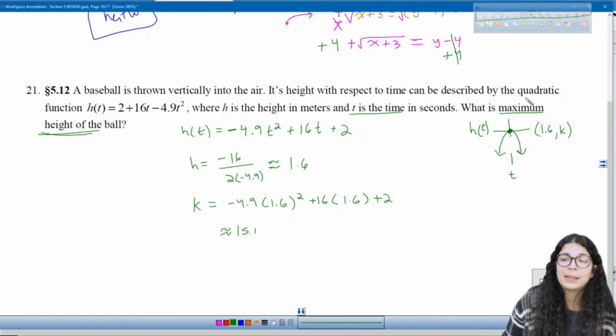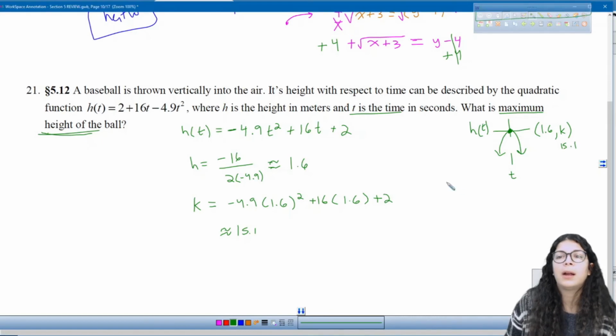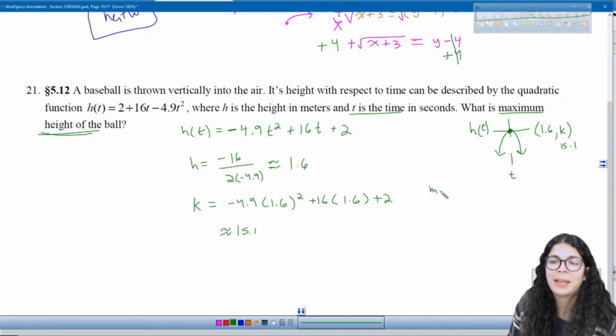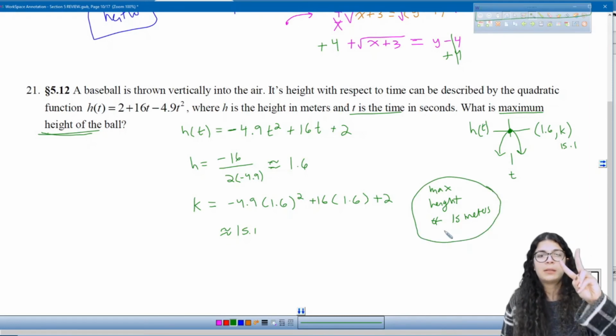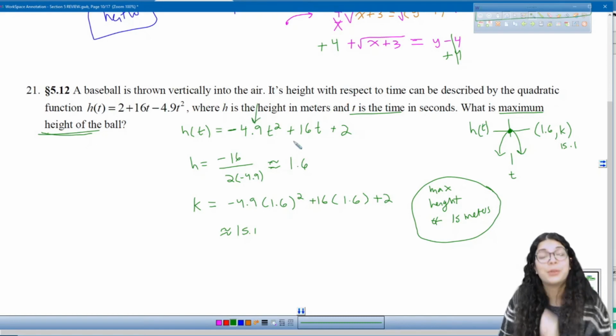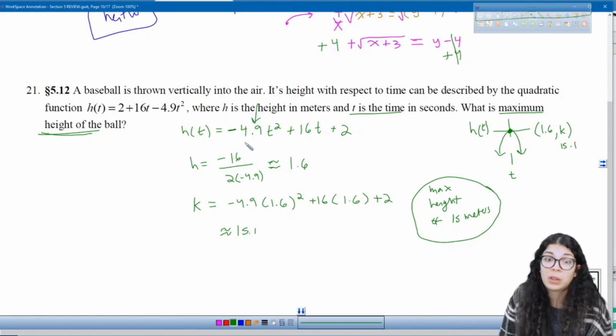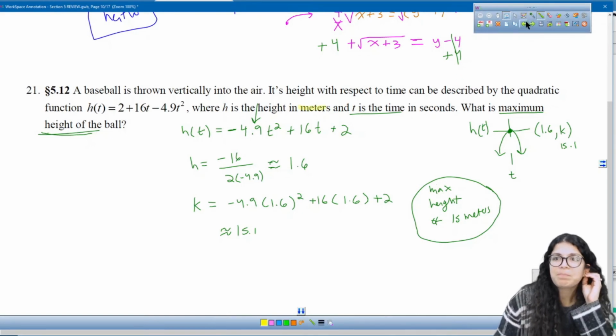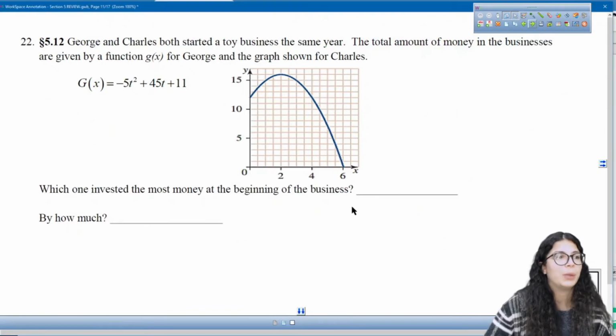So my height is about 15.1, or I could round it to the nearest whole number even, right? It didn't ask me to round, so I could really round to whatever I want to. So I could go with a max height of 15 meters. I know it's meters two ways. Number 1, remember your height model. Your gravity is negative 4.9 if you're using meters. It's negative 4.9, so clearly we're using meters. The other way is it says it right in the question, right? All right, let's move on to number 22.